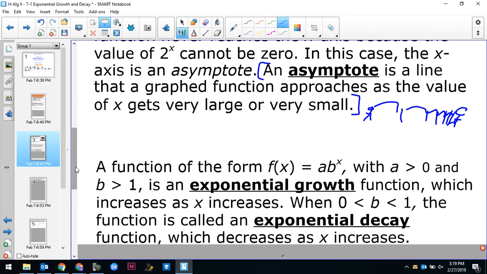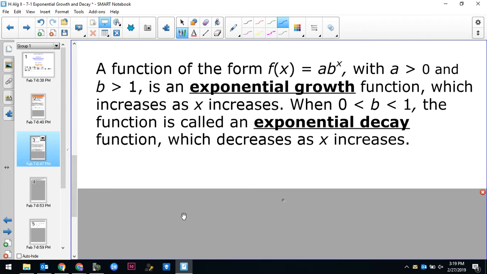All right. Now we got to talk about exponential growth and exponential decay. These are two specific types of exponential functions that we'll use a lot in word problems. Basically this. Exponential growth is where b is bigger than 1. Exponential decay is when b is in between 0 and 1. Basically a fraction, right?